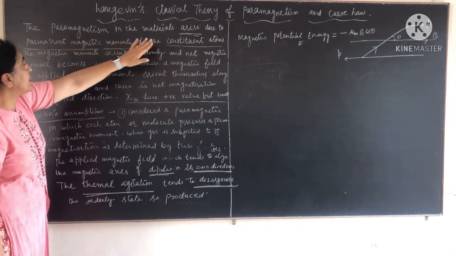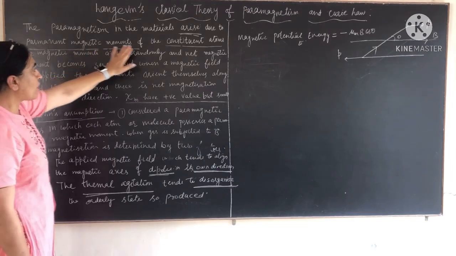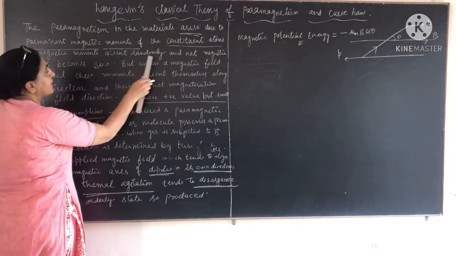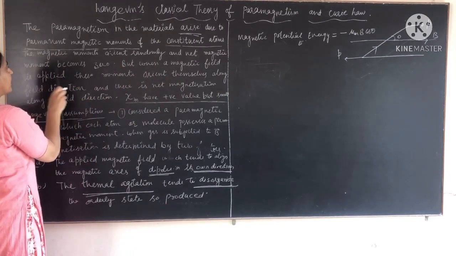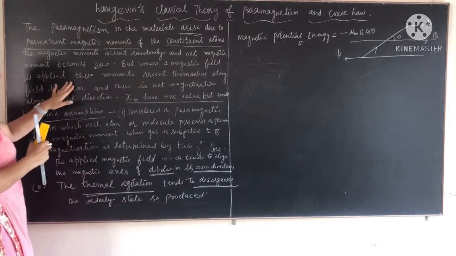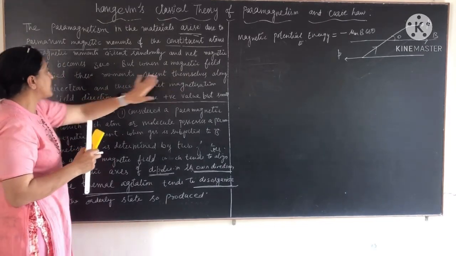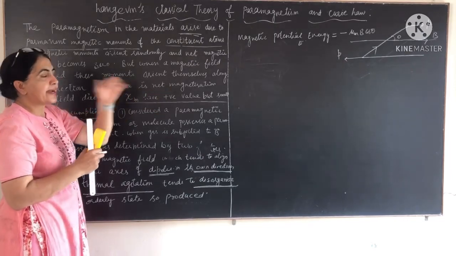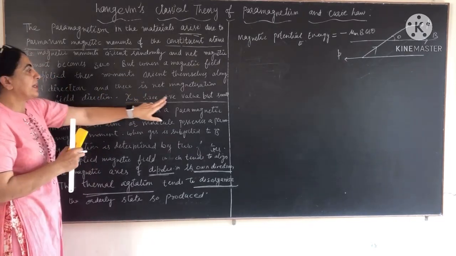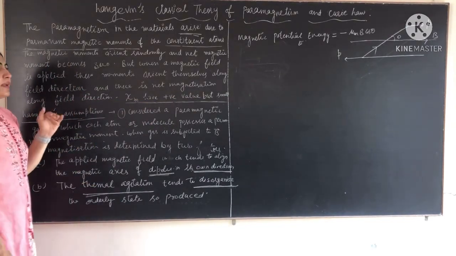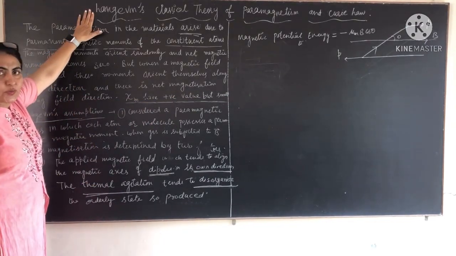So paramagnetism in the materials arises due to the permanent magnetic moment of the constituent atoms. The magnetic moments orient randomly and the net magnetic moment becomes 0 or very small. But when a magnetic field is applied, these moments orient themselves along the field direction and there is net magnetization. Susceptibility has a positive value but small. Clear? Then we have to discuss Langevin theory.